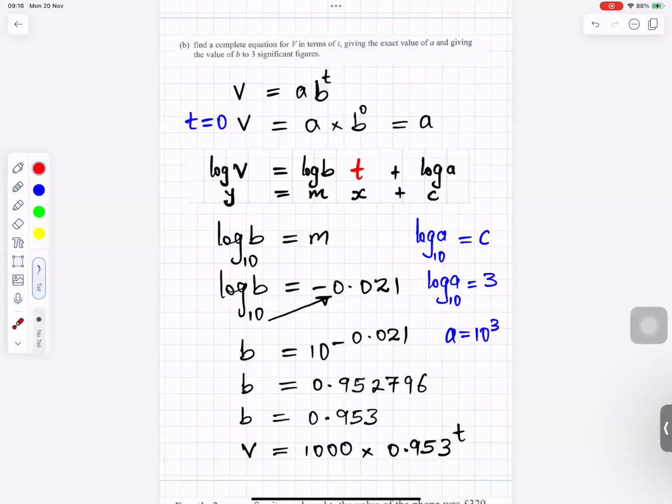Part B, we know v equals a times b to the t. When t is 0, you put 0 there. V equals a times b to the 0, which equals a. And we got this expression from before: log of b to the base 10 equals m. M stands for gradient. So 10 to the power m, and m is minus 0.021. So 10 to that power gives you b to be 0.953. So you know a is 1,000, b is 0.953. So that's your formula there.